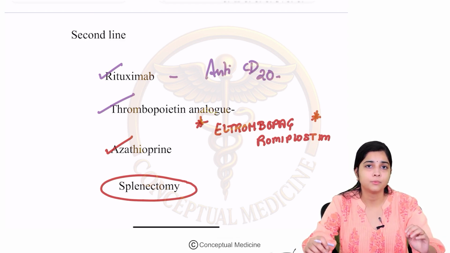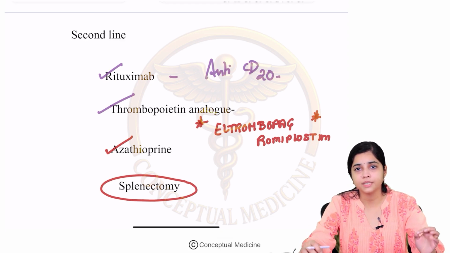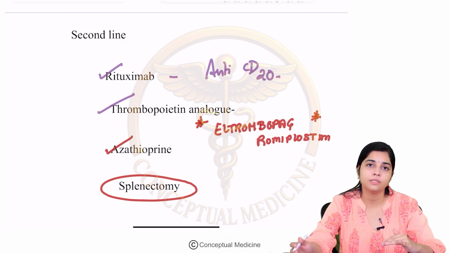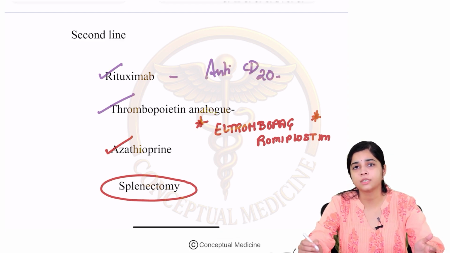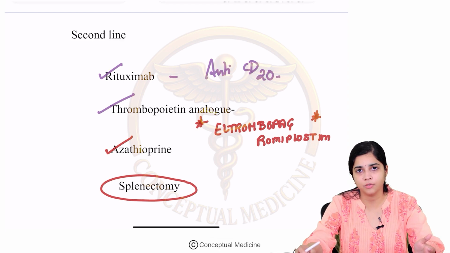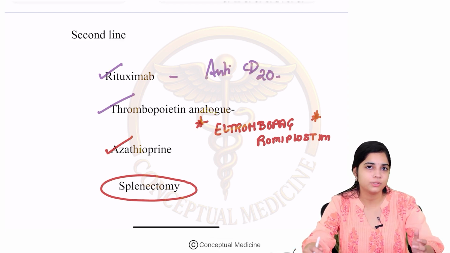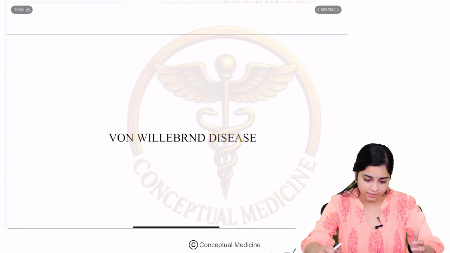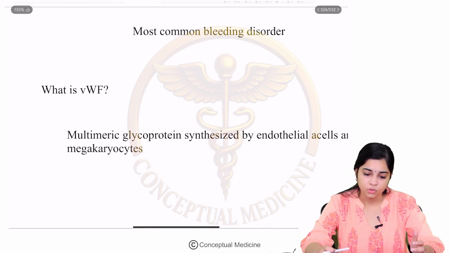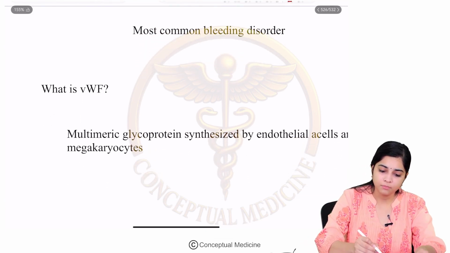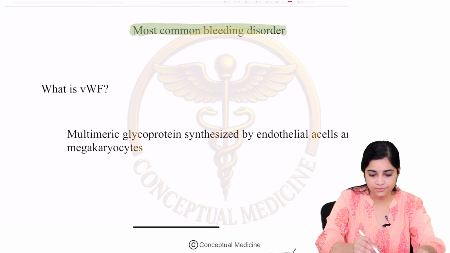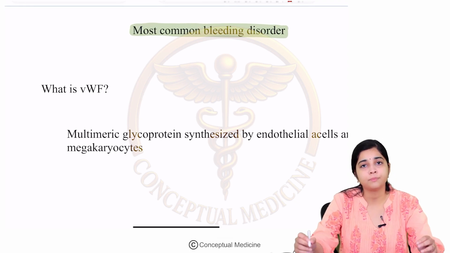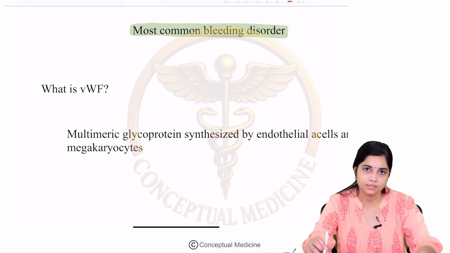Now let us move on to the next important topic, which is more in favor of your bleeding disorders, right? So when we speak about bleeding disorders, there are certain important disorders like hemophilia and von Willebrand disease. Today we will be discussing von Willebrand disease. So von Willebrand disease is the most common bleeding disorder. This is a disorder of the coagulation pathway, unlike your platelet pathway which we have already discussed.